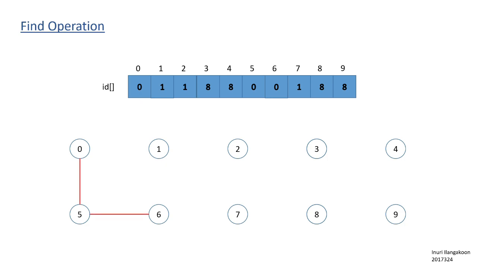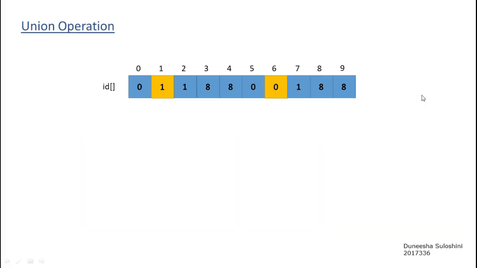Also, index 1, index 2 and index 7 have the same ID, 1, so they are connected. Finally, index 3, index 4, index 8 and index 9 also have the same ID, 8, so they are connected. Now let's see the union operation.